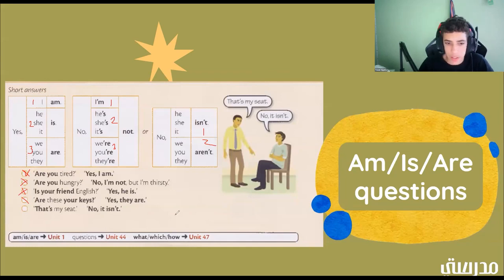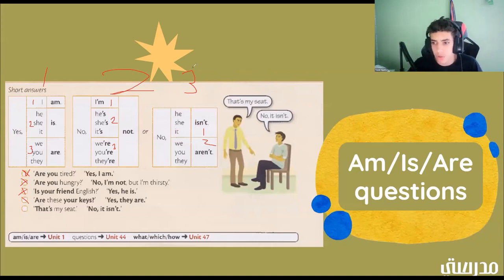And then for this last one, that's my seat. And then we have, no, it isn't. Okay. So that's my seat is the statement. It's not really a question. It's the statement. And then this is the answer. No, it isn't. So we have 1, 2, 3. Which group would no, it isn't go in? Like of the big groups, not the small ones. So no, it isn't would actually go into this third one here. Okay, so this group of groups would be no, it isn't.